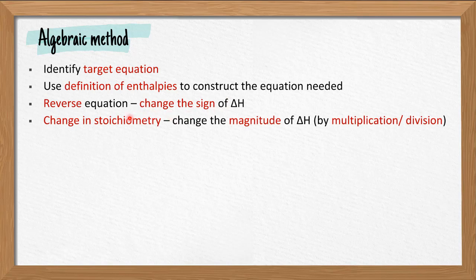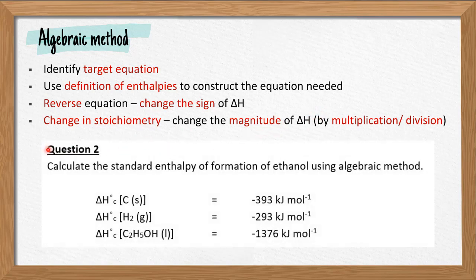And if you want to change the stoichiometry, so that means if you need to multiply the equation by 2, then you need to change the magnitude of your delta H by either multiplication or division. So for example, if you want to multiply the whole equation by 2, the delta H also needs to be multiplied by 2. So in question number 2, calculate the standard enthalpy of formation of ethanol using algebraic methods.